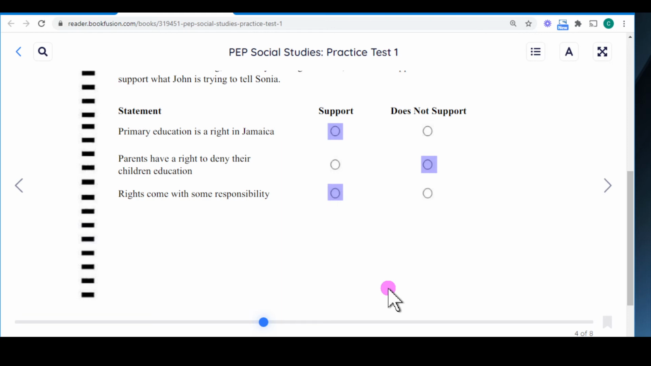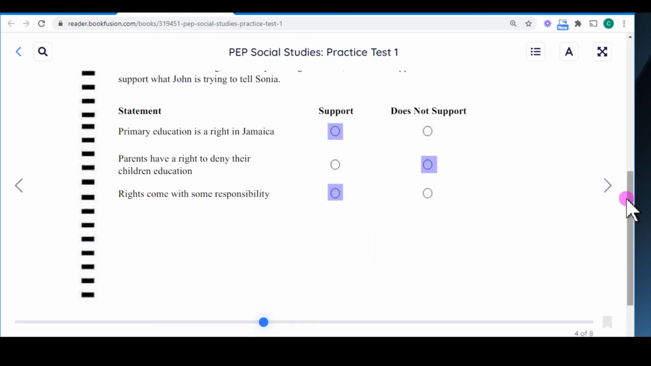We can go to our textbook and we can look at pages 107 to 112 of the textbook, and you should be able to find that. And the textbook we're talking about is the Macmillan textbook. So our textbook is the Jamaica Primary Social Studies, and it's student book 6. So page 107 to 112 will talk about rights and responsibilities.